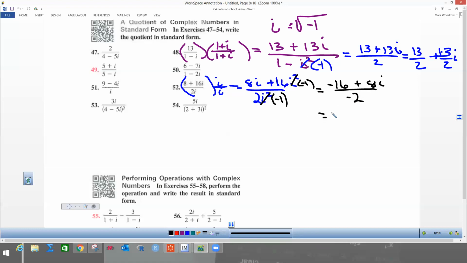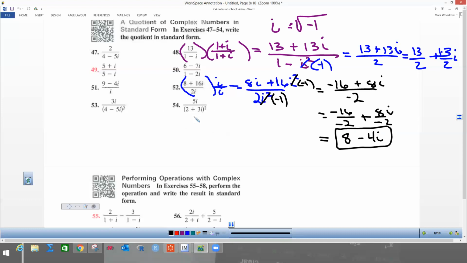So now I split these up. That's negative 16 over negative 2 plus 8i over negative 2. And a negative divided by a negative is a positive, and 16 divided by 2 is 8. 8 divided by negative 2 is negative 4. And this would be my standard form of that problem there.